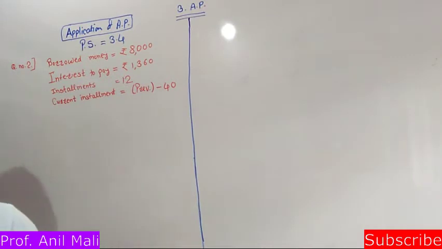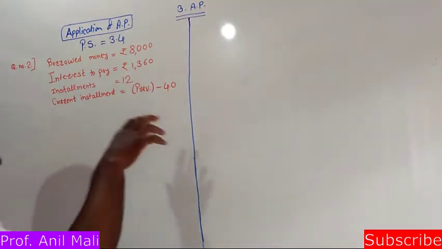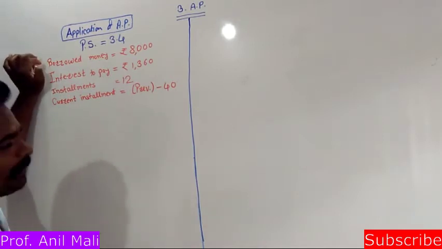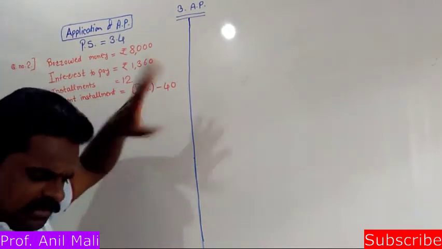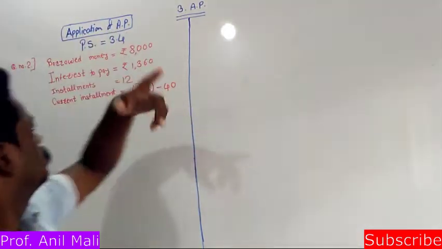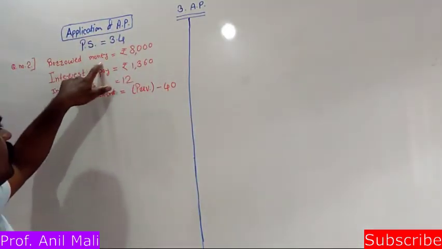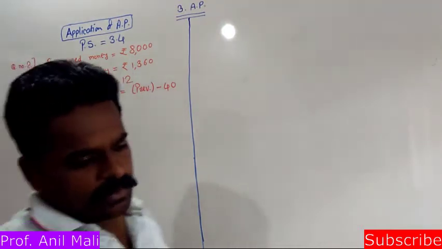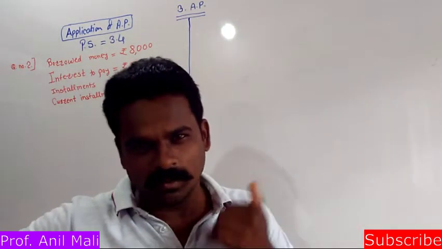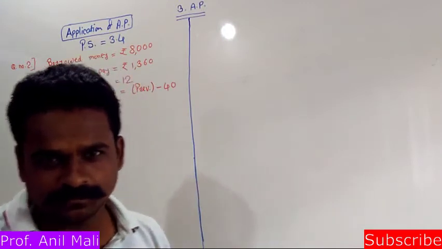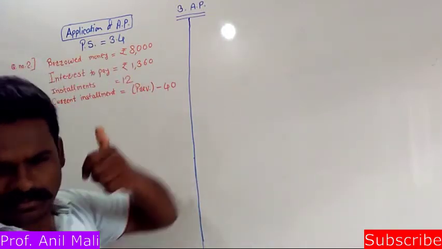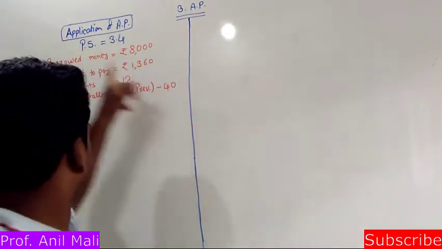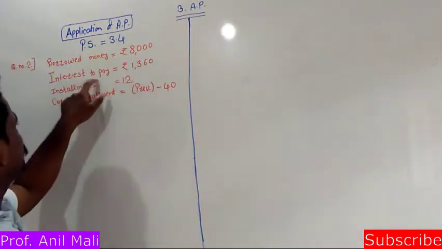In the book there is a very long problem. A person is there who borrowed rupees 8,000 from another person. So he is going to give it back after a few months or a few days, and that is also mentioned here. Interest to pay.